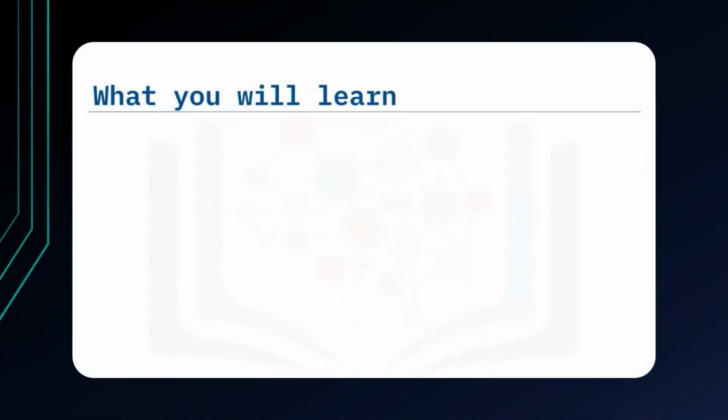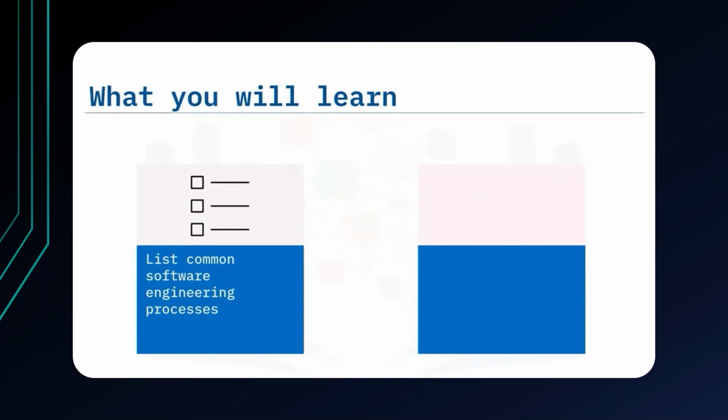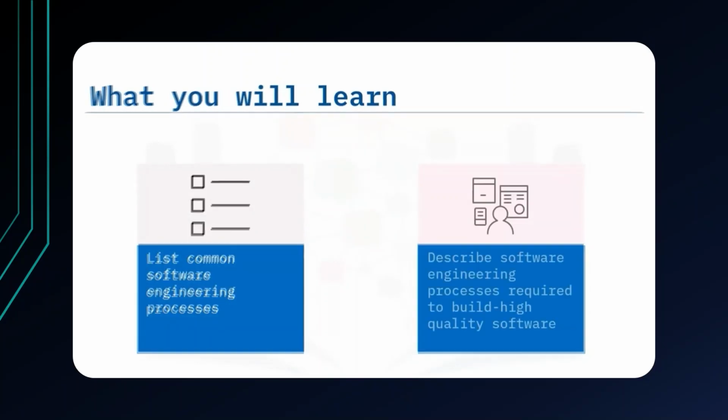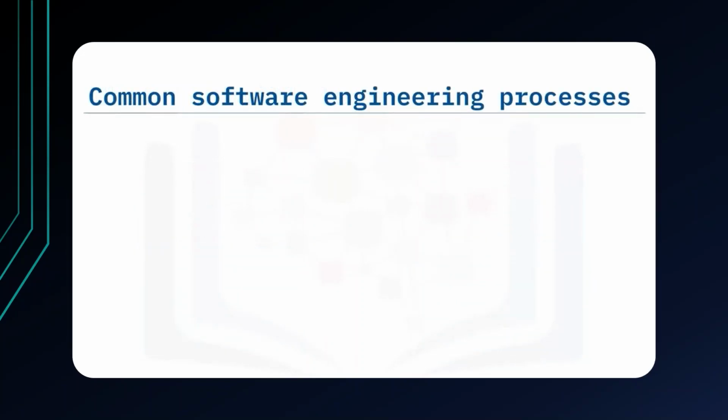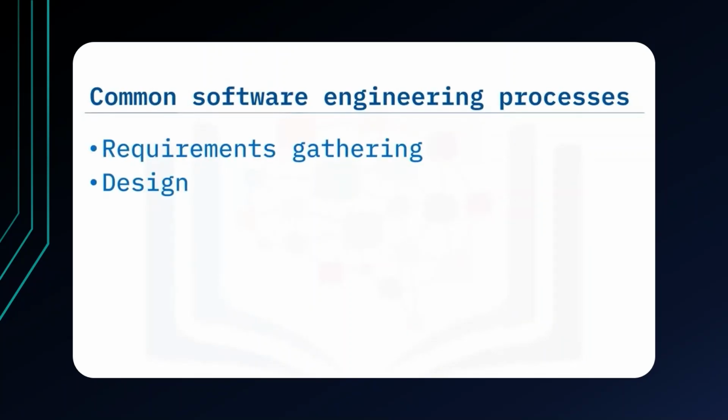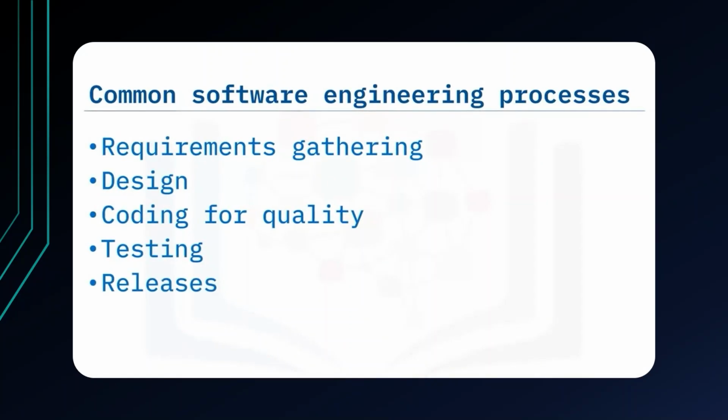After watching this video, you will be able to list common software engineering processes and describe the common software engineering processes required for building high quality software. There are numerous processes that are common to software engineering projects. In this video, we will discuss 6 of them: requirement gathering, design, coding for quality, testing, release, and documenting.